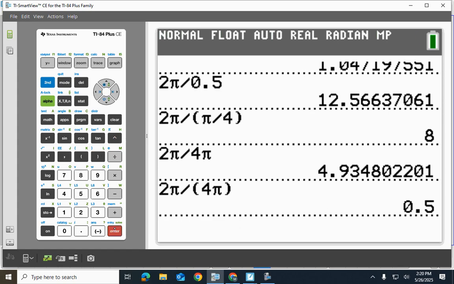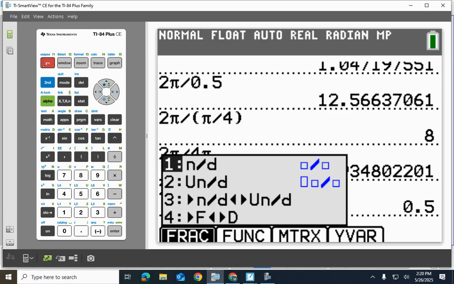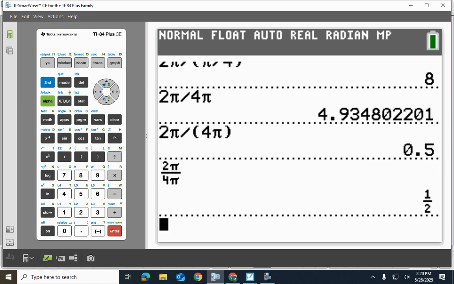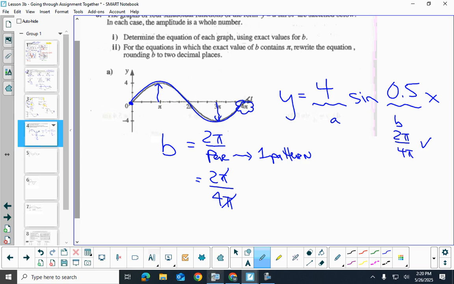If you're running the TI-84, do you know about your shortcut fraction button? If you go alpha y equals and pick number 1, then you don't have to worry about brackets. You can just go 2 pi over 4 pi, and you get out 1/2. But this is only available on the 84. It's not available on the 83. Okay, and that's that one done.